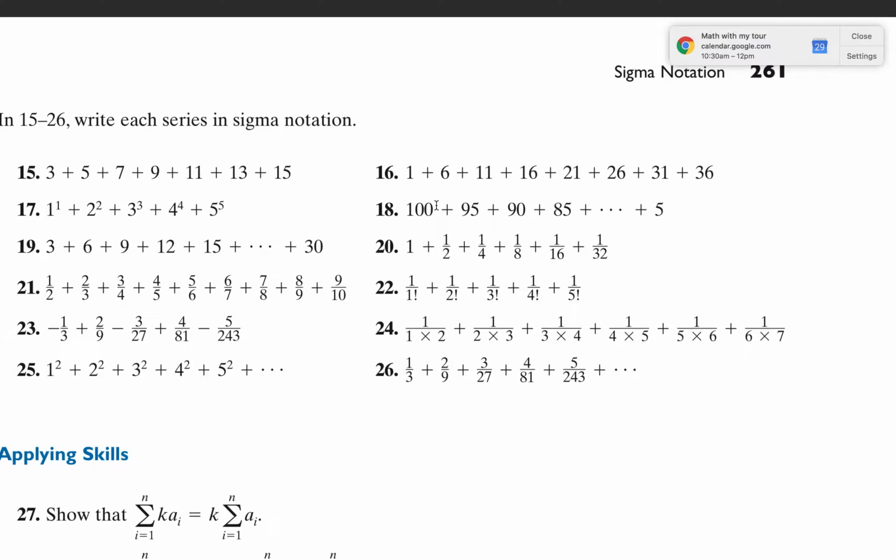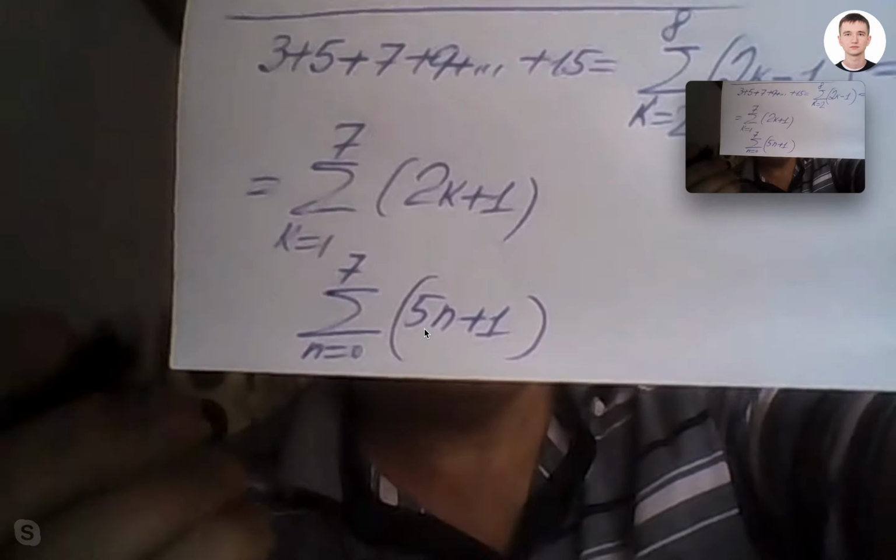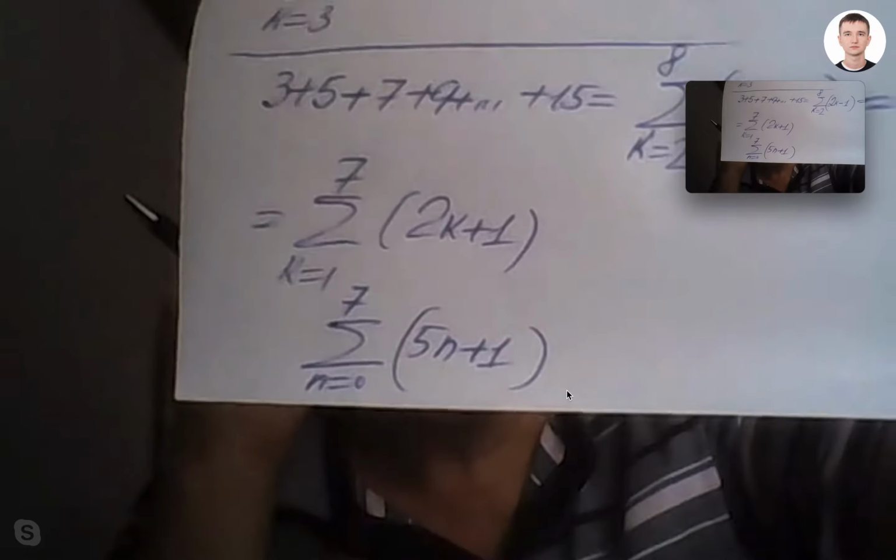But the sum starts from 0 to 7, I think, because we've got 8 terms. So with 7 minus 0 plus 1 terms. So let's check it. The sum from 0 to 7 of 5n plus 1. Does it work? Did you check it? Yeah, it works.